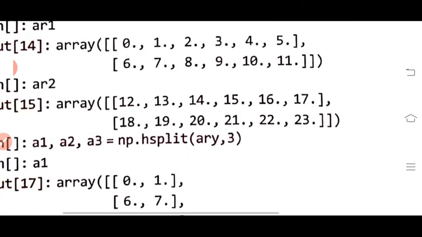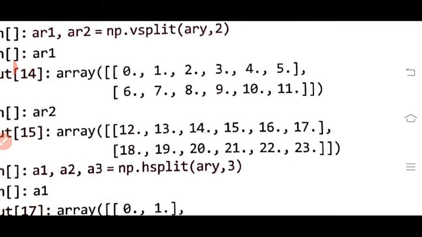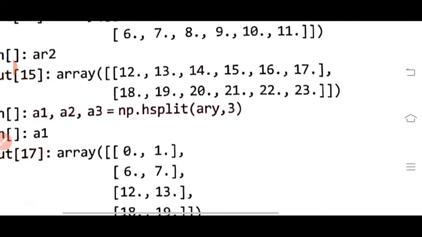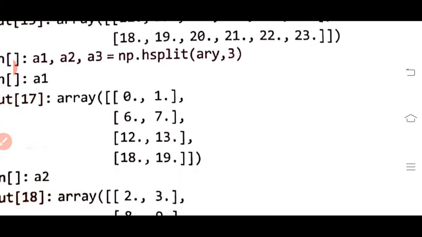When you type AR1, this output will be visible. When you type AR2, this output will be visible. Same with hsplit also.